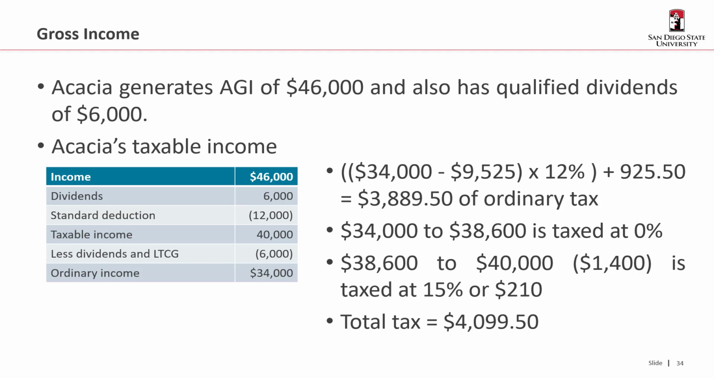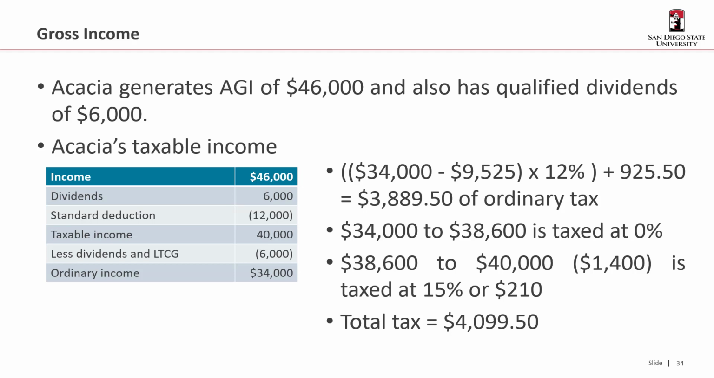So Acacia generates AGI of 46,000 and also has qualified dividends of 6,000. Our first step is to calculate Acacia's taxable income. That's the 46 plus the 6 in qualified dividends, less the standard deduction because she's a single taxpayer. That gives us taxable income of 40,000. We then reduce taxable income by the amount of preferred character income, which in this case is all qualified dividends of 6,000, and that gives us ordinary income of 34,000.